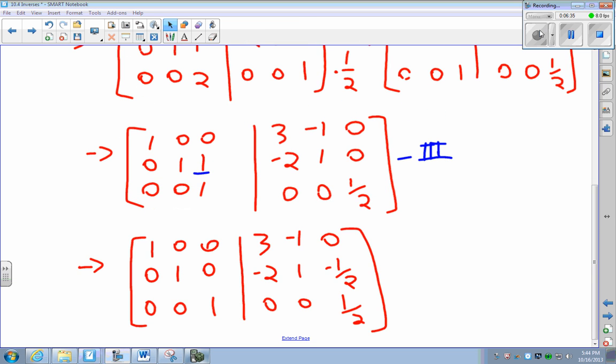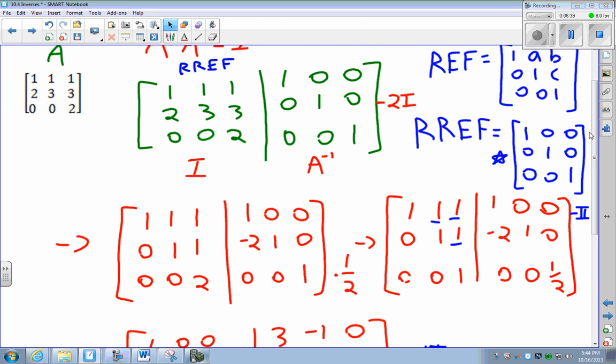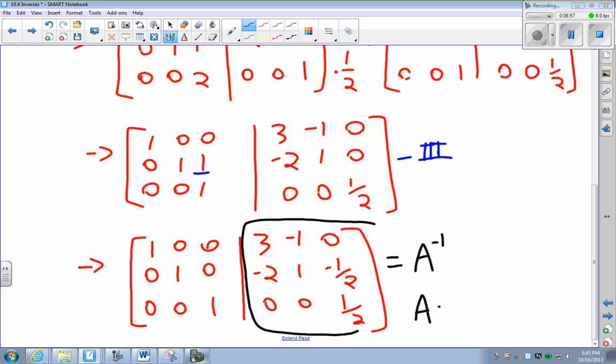All right, so here's our final solution. And we've done what we wanted to do, right? Because we wanted the left side to look like the identity. When we do that, our right side should be the inverse. Since the left side's the identity, this guy right here should equal our inverse. Now if you wanted to check that, you do A times A inverse, and you should get the identity.